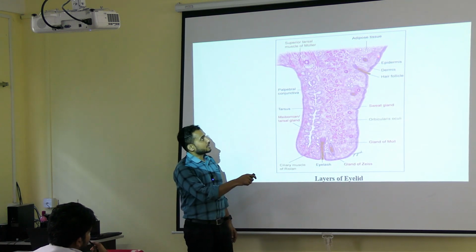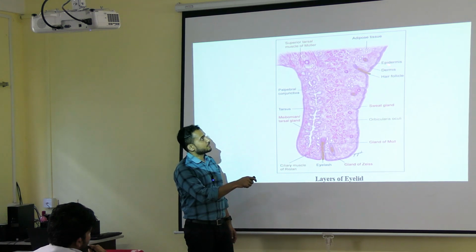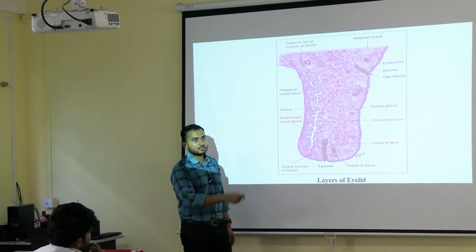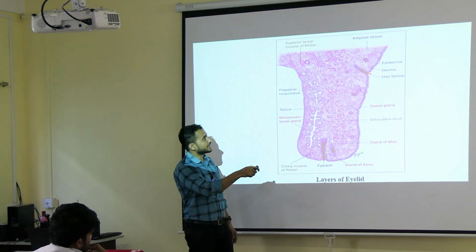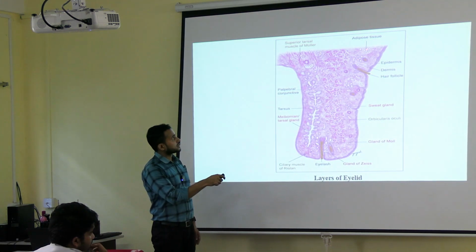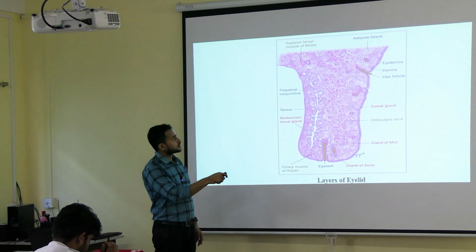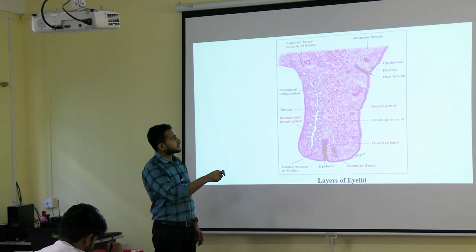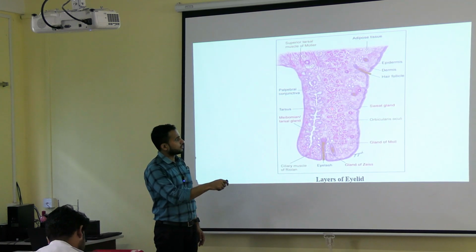Hair follicle is there, and you can see the parts of the skin. You can see epidermis and dermis. That means this is the part of skin. Okay, so ये वाला जो part है, this is external most layer. Deep to that you can see adipose tissue. So this will be the superficial fascia. Then this is the muscle layer, orbicularis oculi muscle.